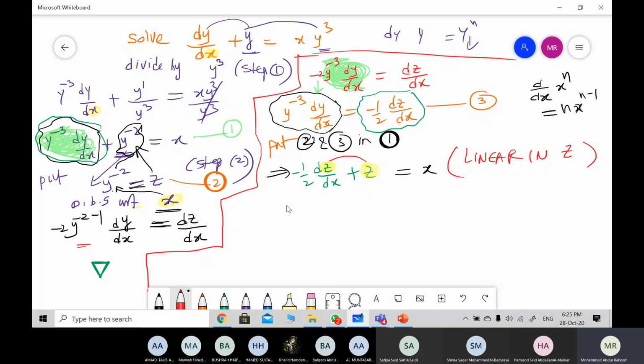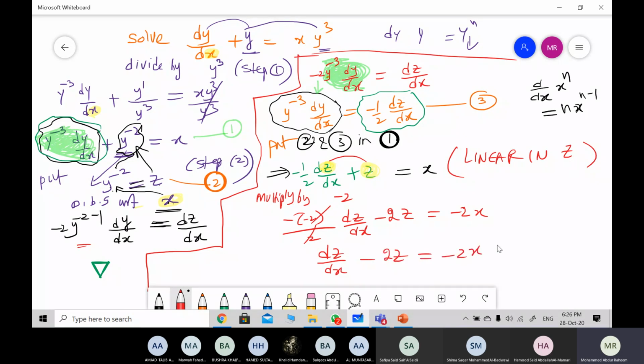That is important. But in standard form, here the coefficient is 1, but this is a problem. So, delete this. How to delete? Multiply by minus 2. Minus 2 cancels like that. Here also minus 2Z, minus 2x. So now dz over dx minus 2z equals minus 2x. Agree? This is linear in Z.